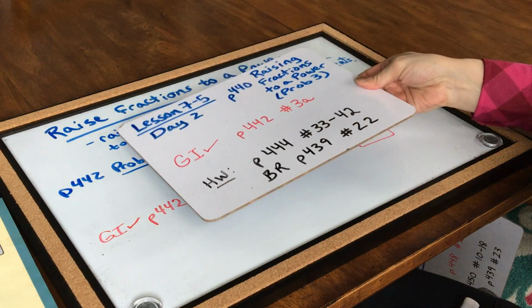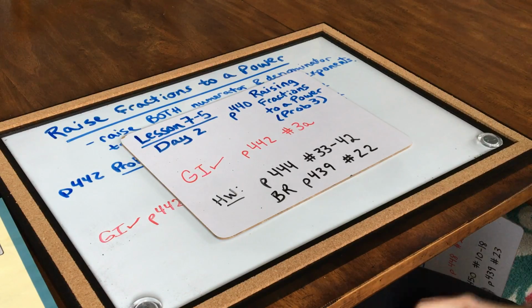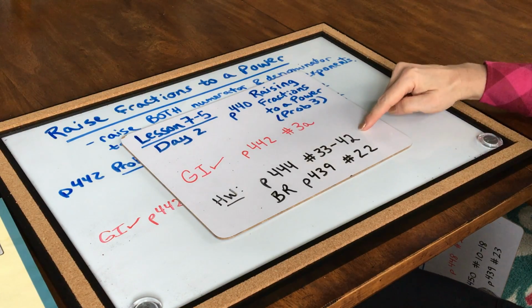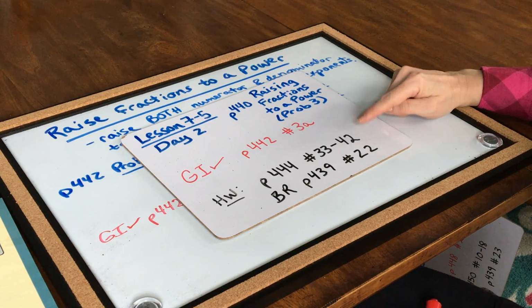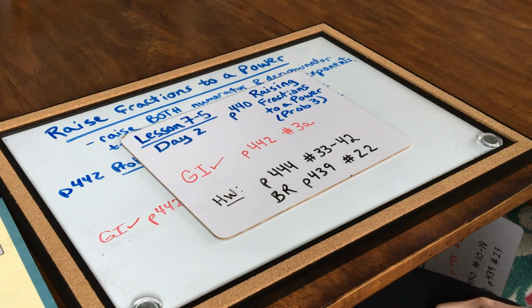Okay, it's time to start your homework. Remember, your homework for today is page 444, numbers 33 to 42, and your bell ringer today is page 439, number 22. All right, don't forget your 3 sentences.